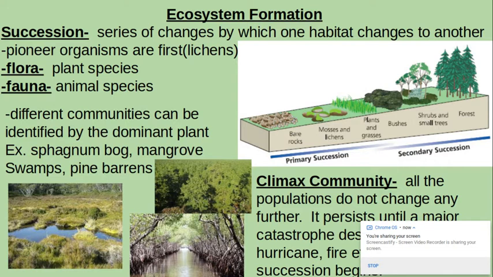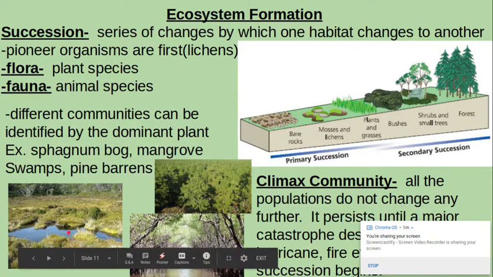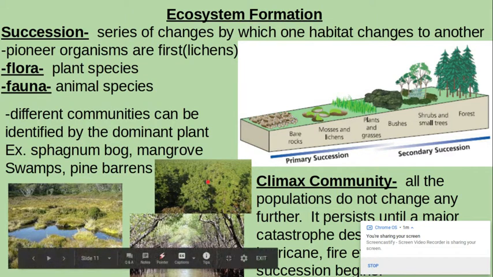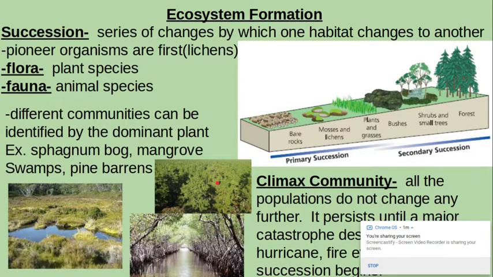Different communities can be identified by the dominant plant. For example, here, sphagnum bog. This is a bog. If you've been to Beaver Lake and if you've gone on the bog trail, a lot of my students have, you would see this dominant plant species. Those are all pine barrens. This is pine trees. The pine barrens are out at the end of Long Island.